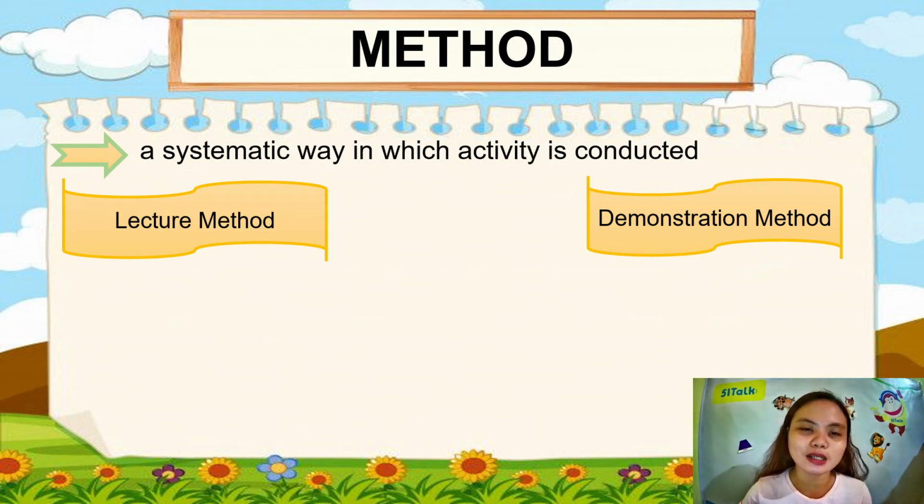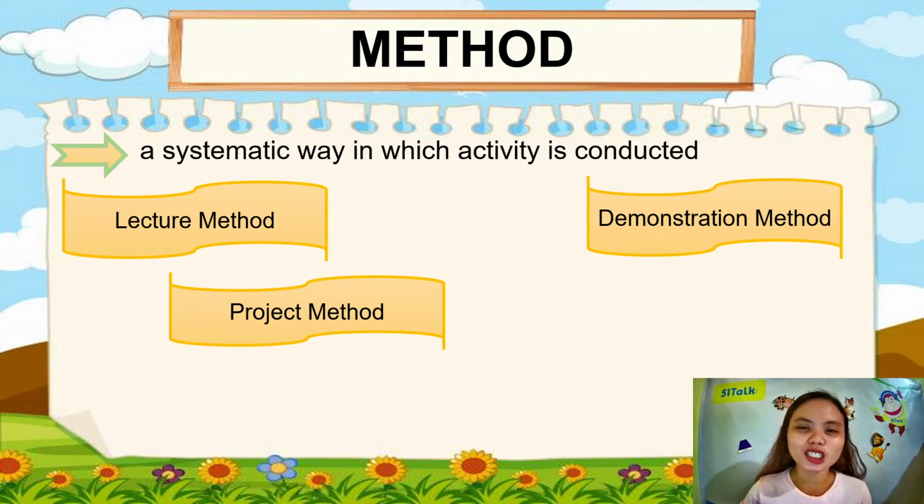Next is the project method. In the project method, this is student-centered. This is an example of a method that will be used in a student-centered approach. Students have control over the planning, the refining, the presenting, and the reflecting of the project. Through the project method, the teacher will develop the students' innovation and creativity.